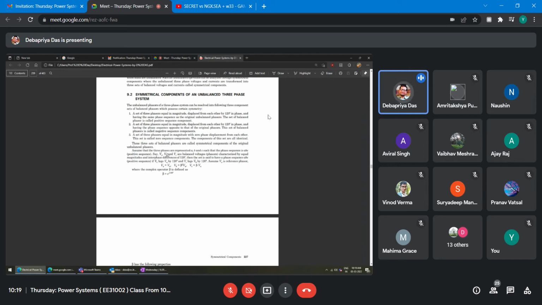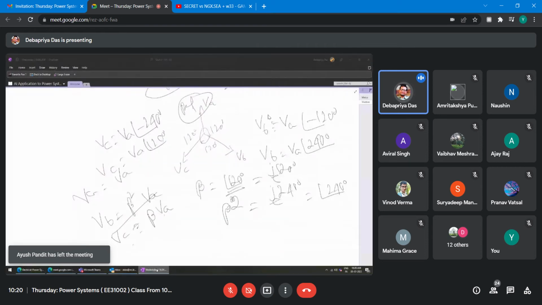That's why it is written here: assume that the three phases are represented ABC such that the phase sequence is ABC. Say VA, VB and VC are balanced voltages characterized by equal magnitudes and interphase differences of 120 degrees, then the set is said to have a phase sequence ABC, positive. Suppose VB lags VA, VC lags VB, and assume VA is the reference phasor. So VA is VA, VB is equal to beta square VA and VC is equal to beta VA, where the complex phasor beta is defined as e to the power j120 degrees. Just now I explained this.